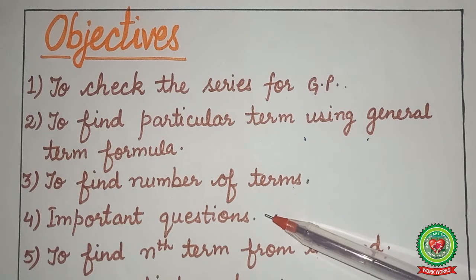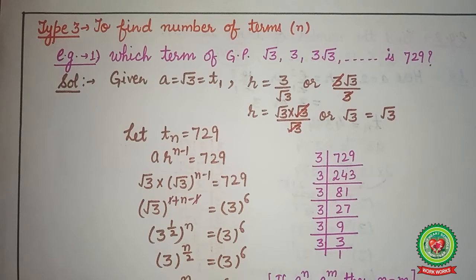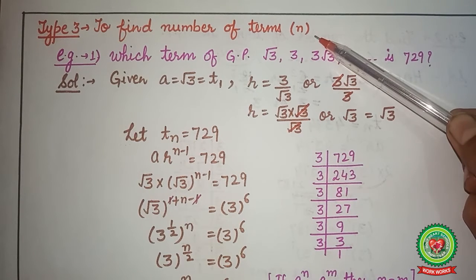Type 4 is an important question. We will discuss it afterwards. Now let's start with the third type, to find the number of terms n.